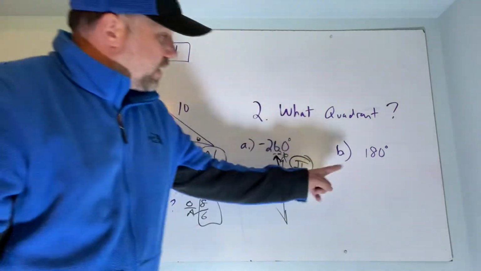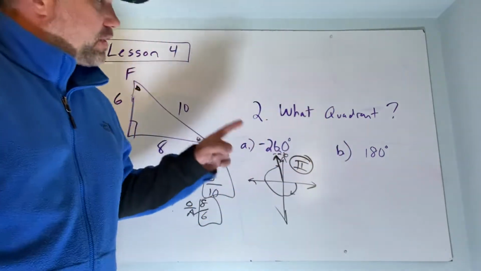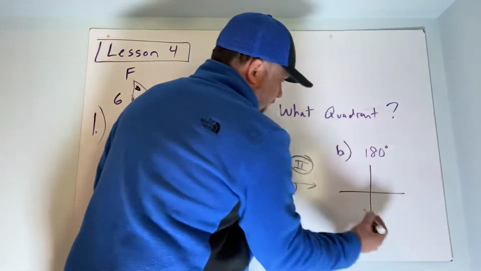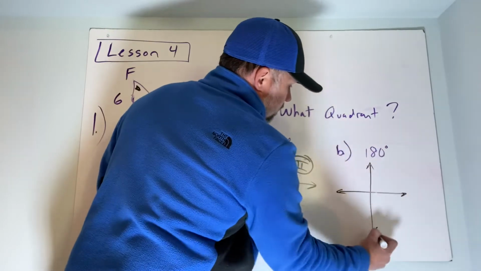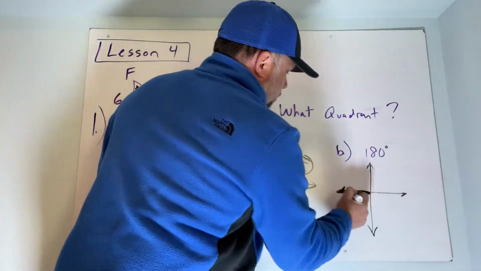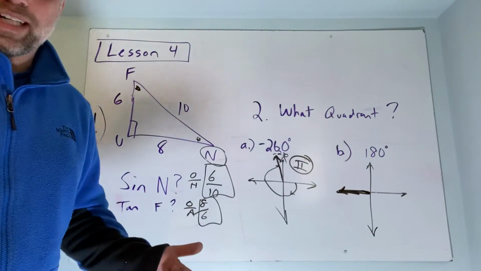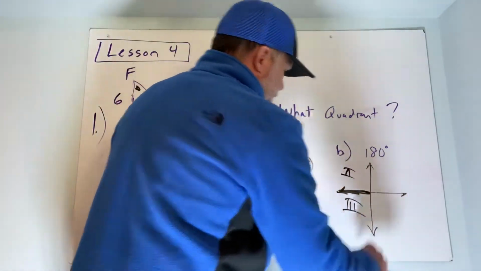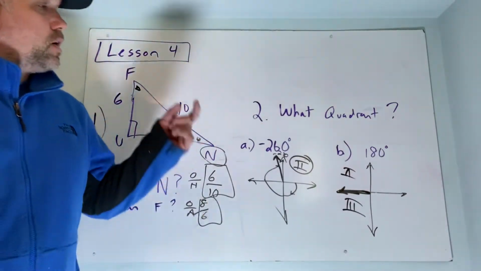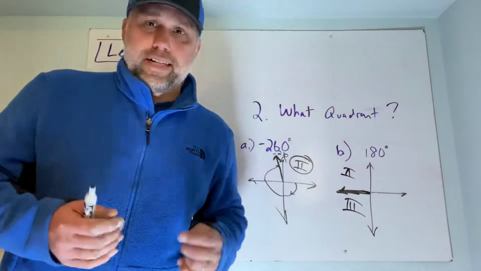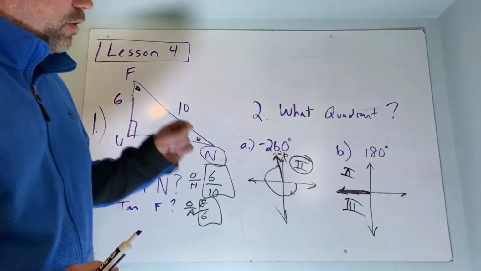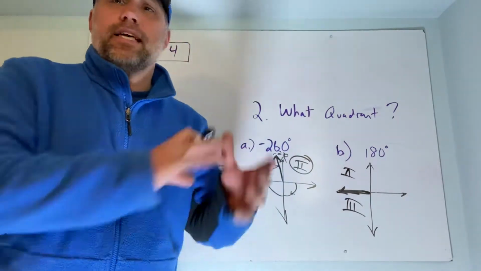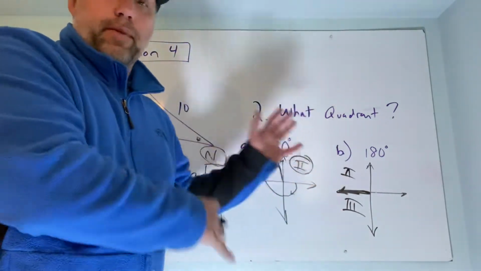Now I specifically asked this question because it brings up a good point. 180 degrees is right here. So the question is, what quadrant does 180 lie in? We have quadrant 2 here and quadrant 3 here. The answer to this is actually that 180 doesn't lie in a quadrant. 180 is called a quadrantal angle, which means it doesn't have a quadrant. It makes up the boundaries that make up the quadrants.